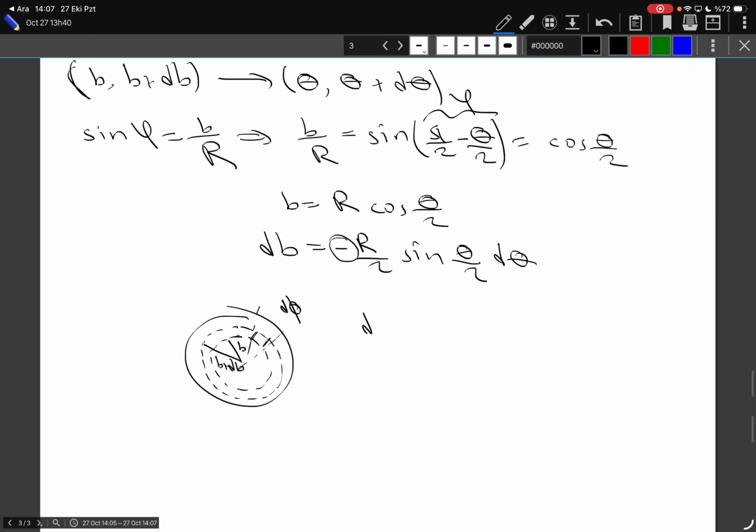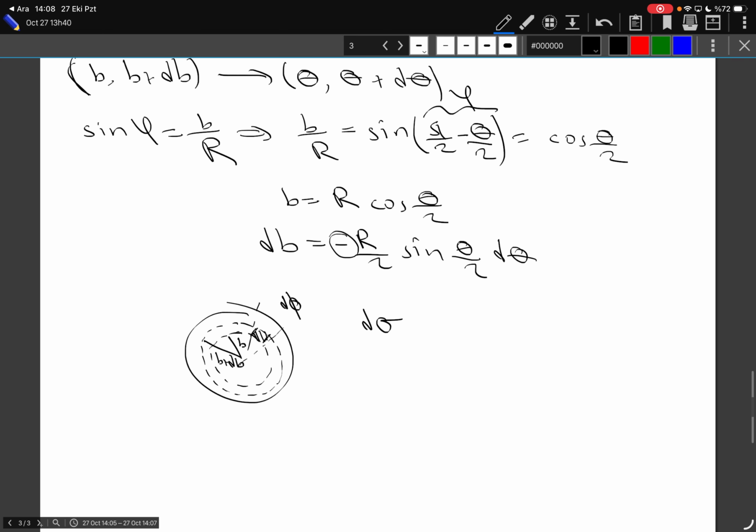Now, d sigma is just this area. So if I target that area, my particle will scatter into a direction determined by theta plus d theta, and phi and phi plus d phi. So that is my d sigma. And this d sigma is b d phi. You see, this length is b d phi. This length is dB.